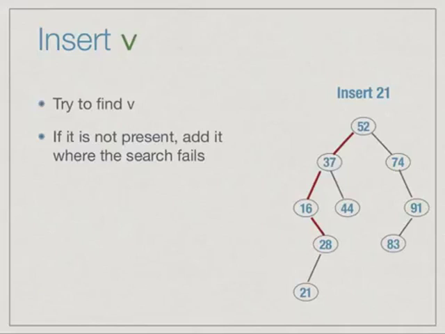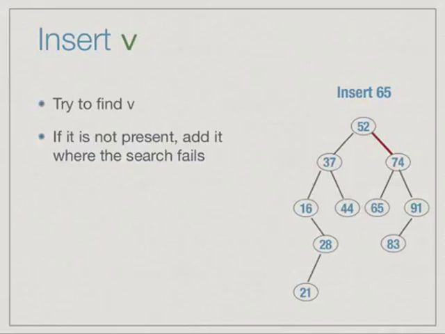Similarly, we can start and look for 65. So 65 is bigger than 52, so we go right. Then it's smaller than 74, so we go left. But there's nothing to the left of 74, so we put it to the left of 74.